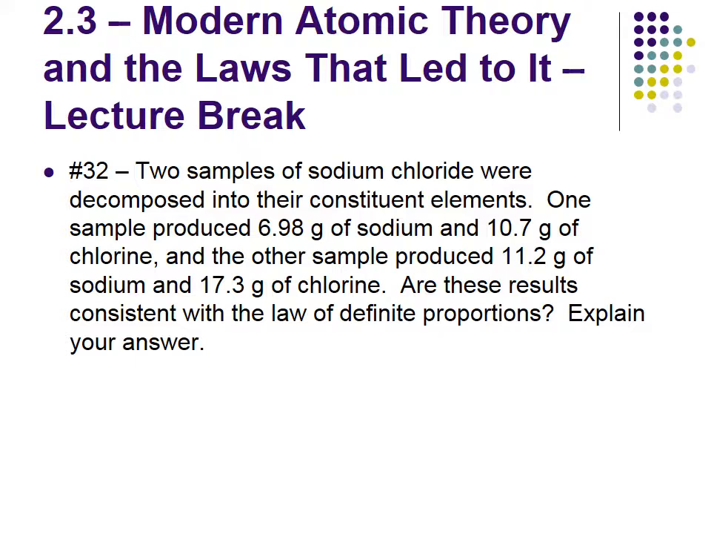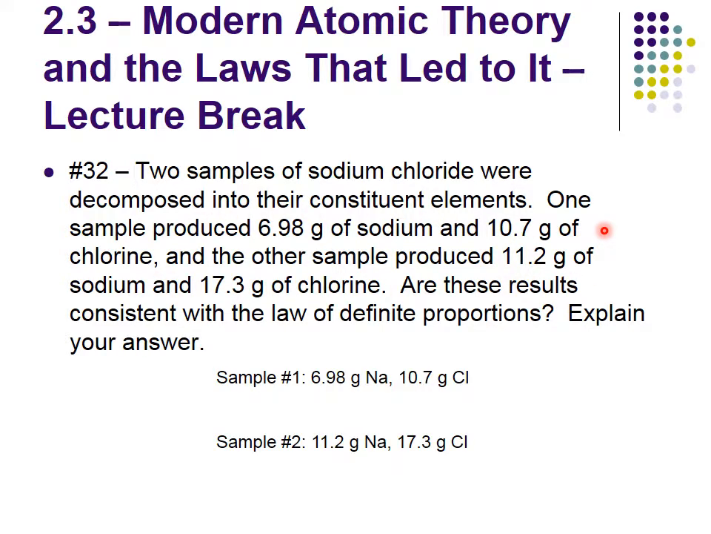So our second question: 2 samples of sodium chloride were decomposed into their constituent elements. One sample produced 6.98 grams of sodium and 10.7 grams of chlorine, and the other sample produced 11.2 grams of sodium and 17.3 grams of chlorine. Are these results consistent with the law of definite proportions? Explain your answer. So sometimes when we're given all of these numbers, it's good to rewrite them in a way that makes sense and takes out all the extra words. So sample 1, 6.98 grams of sodium, 10.7 grams of chlorine, and here's our sample 2 data. It's just the same stuff that's written up here, just in a nicer format.